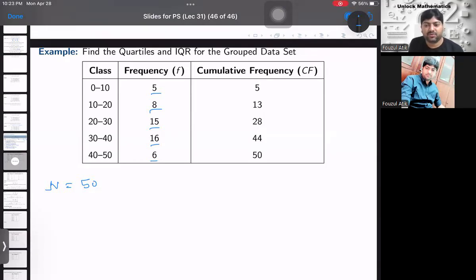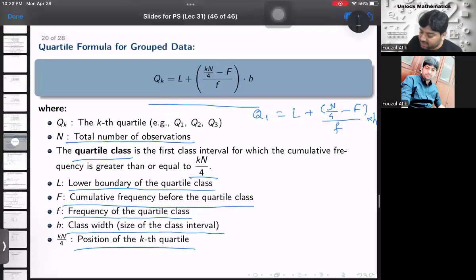Now what is the quartile class? For that you have to identify kN by 4, right? So for Q1, the first quartile class, it is the N by 4th value, right? N by 4 is equal to what? It is 12.5. So then what was the quartile class definition? I'll show you again. The quartile class is the first class interval for which the cumulative frequency is greater than or equal to kN by 4. Cumulative frequency greater than or equal to N by 4.